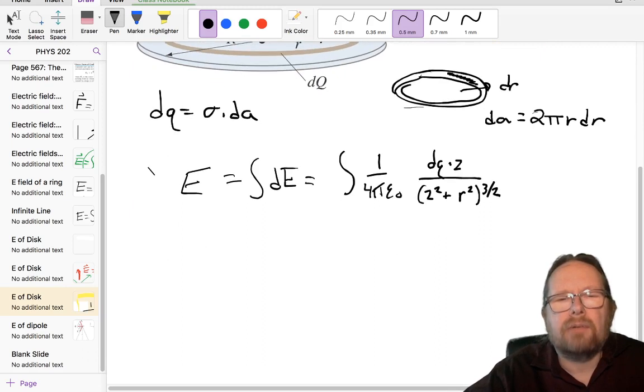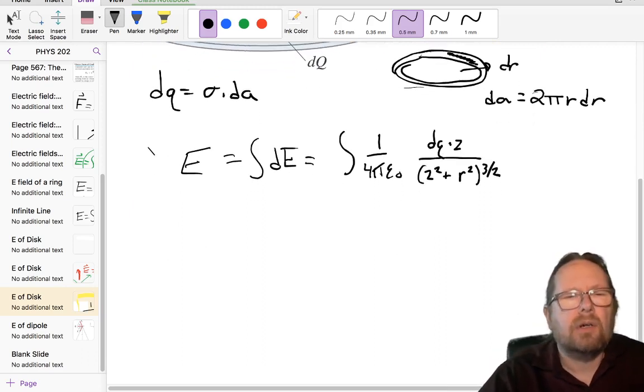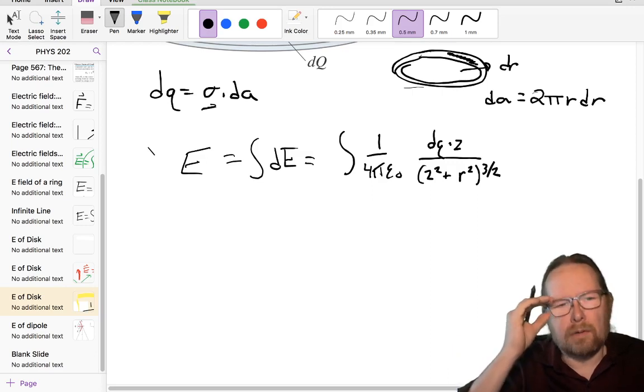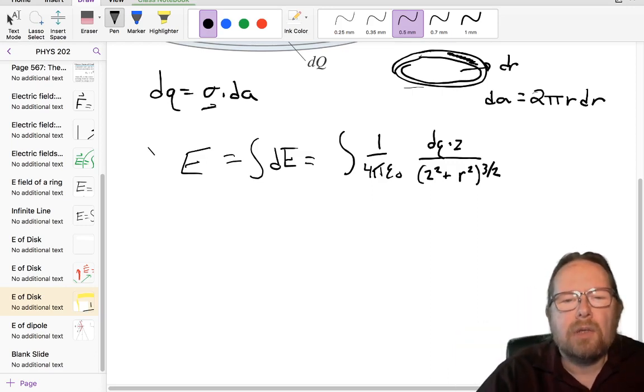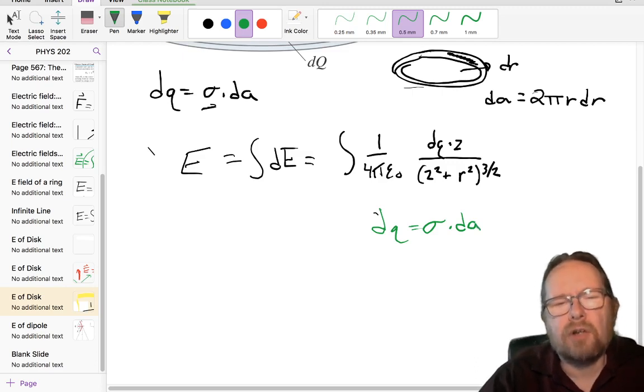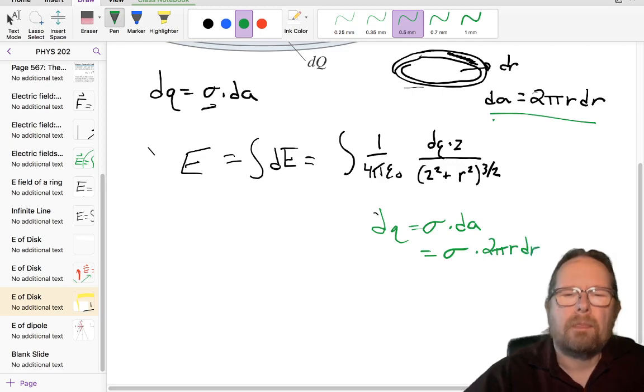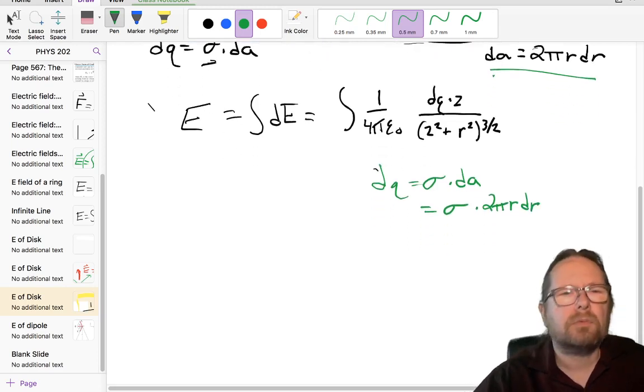And now we have to rewrite that in terms of sigma, in terms of our area charge density. So dq is equal to sigma dA, right? The charge is equal to the charge density times the area, and dA is equal to the area of this little ring, which is 2 pi r dr.